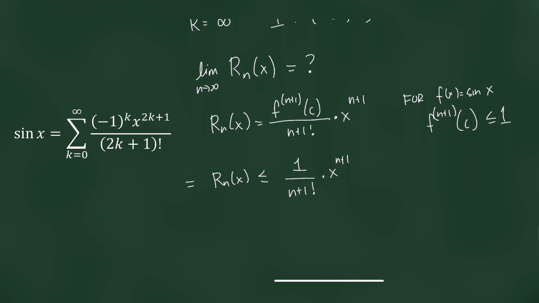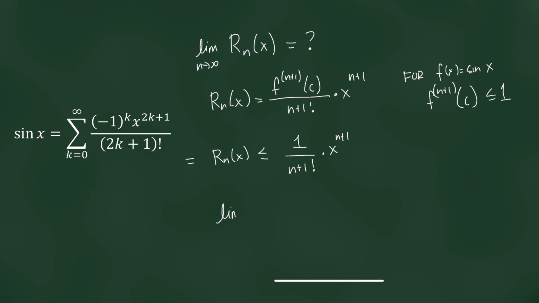And if we look at the limit as n goes to infinity of our error, or our remainder, we know that that's less than or equal to the limit as n goes to infinity of x to the n plus 1 over n plus 1 factorial. Again, this is a familiar limit. We have a function on the top that's growing, but growing much more slowly than the one on the bottom, which means that this limit is 0.